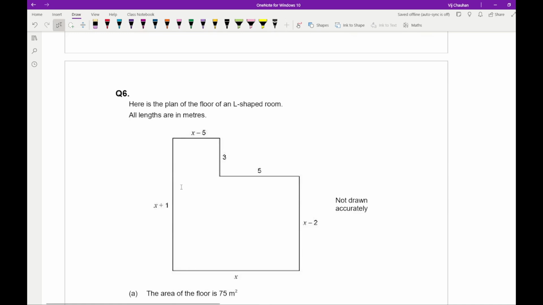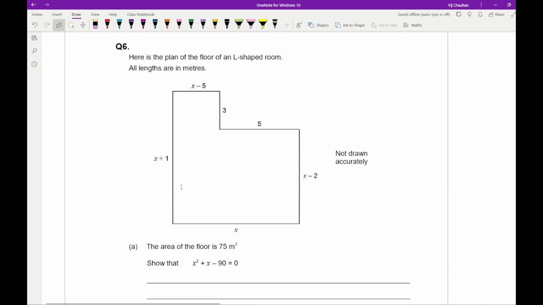So moving on to the last question, it says that here is a plan of the floor of an L-shaped room. All lengths are in metres. Question A is asking: the area of the floor is 75 square metres. Show that x squared plus x minus 90 equals 0. Now the fact they've given us the area means we need to find an expression for the area.